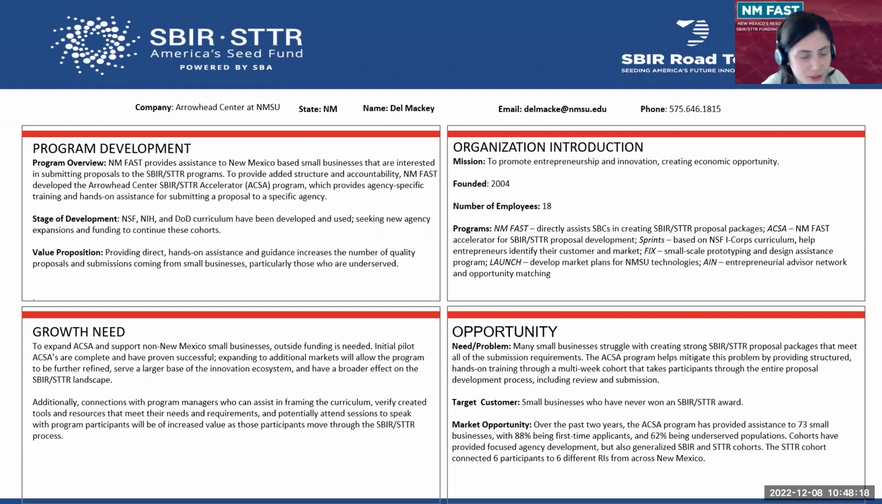And then finally, the opportunity section. There, talk about why is this needed? Who is your target? Who are you going to be selling to? Even though we are not selling something, we still have a target customer. Our target customer is going to be small businesses across the state of New Mexico that haven't gotten an SBIR or an STTR award. They don't have to pay for our services, but still, these are services that are going to be wanted by this group of people.